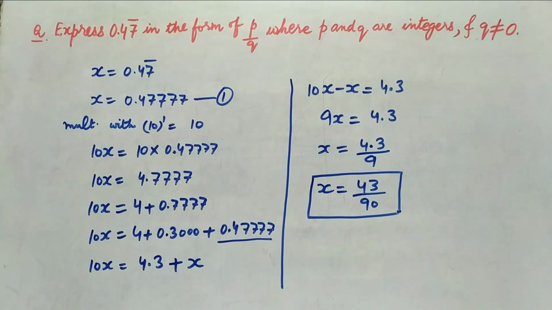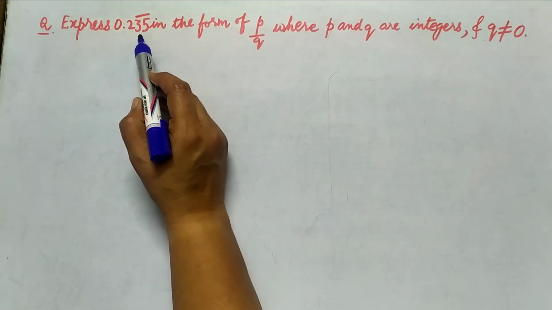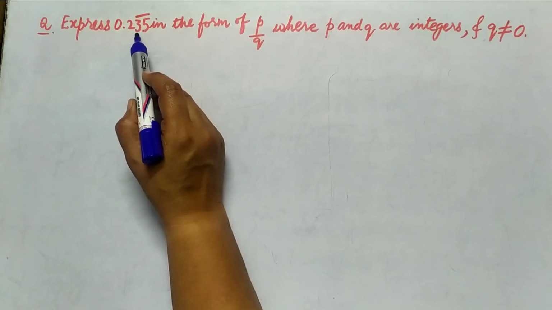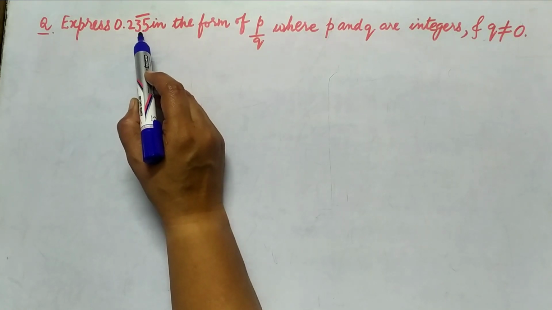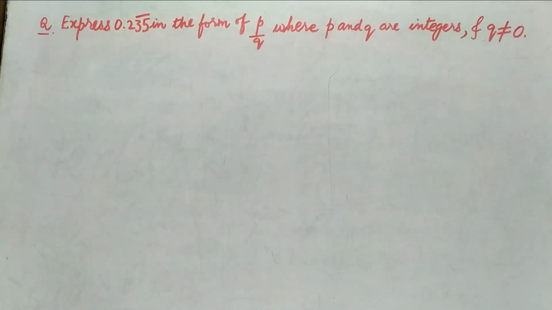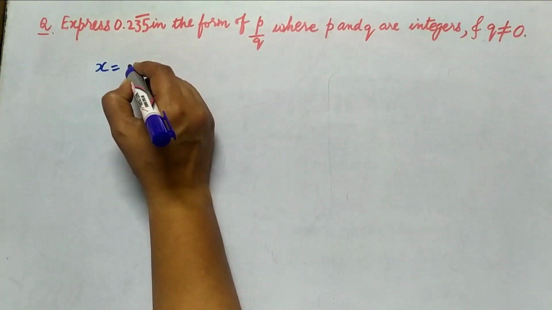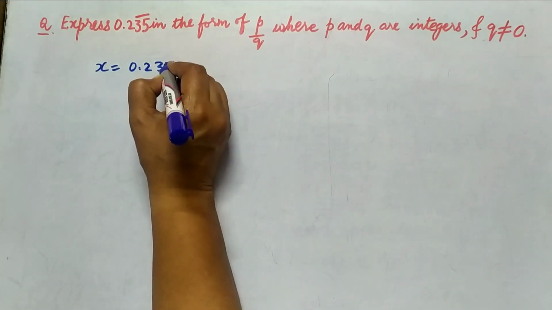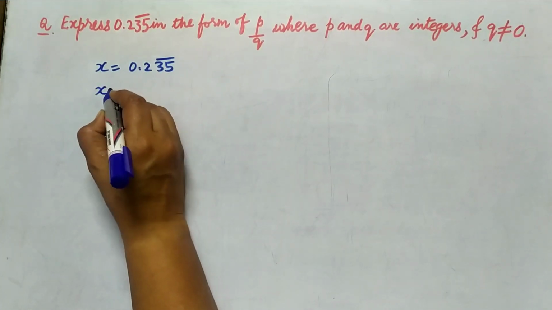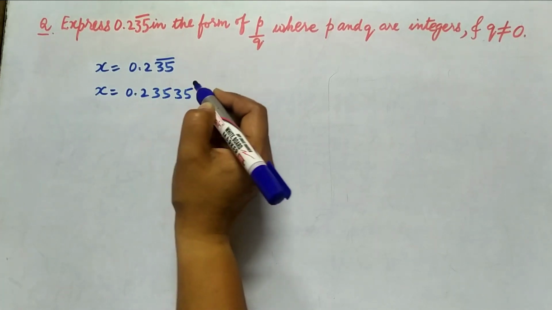Let us practice more with the help of the next example. In this question, we have to express 0.235 bar, where the bar is on two digits, 3 and 5. 3 and 5 are recurring. We have to express this number in the form of p by q, the rational number form, and the denominator should not be equal to 0. The beginning is the same, x is equal to 0.235 bar. Bar means we have to write 3535 repeatedly.